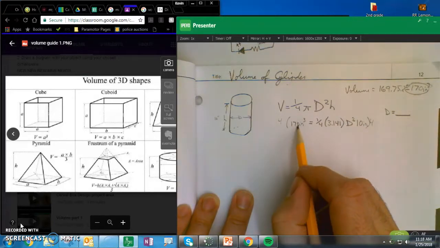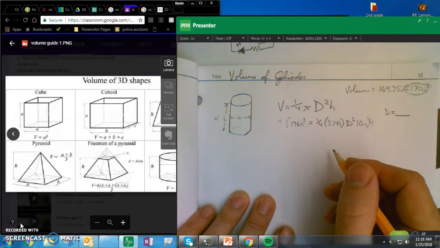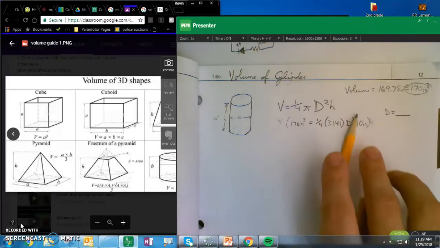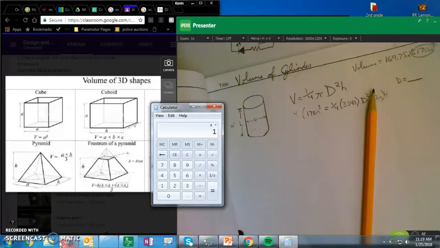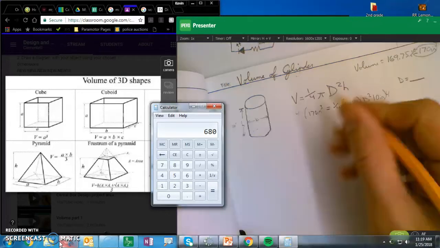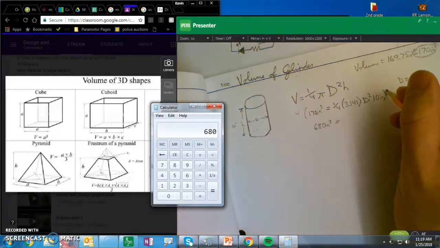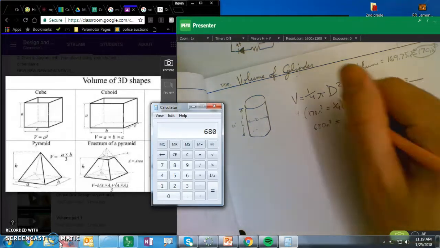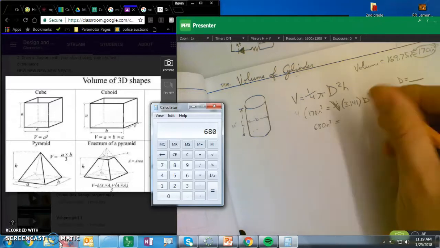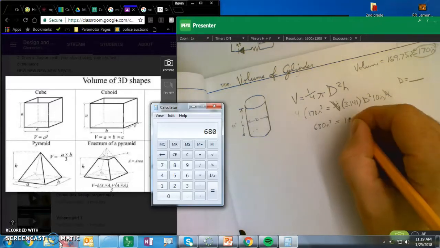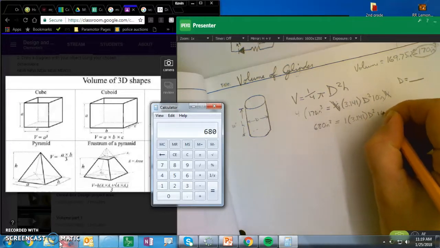Now, if this side is multiplied by 4 and this side is multiplied by 4, they're still going to be the same thing. So we're allowed to do this and simplify our problems. So, for starters, I am not a calculator. 4 times 170. Boom, 680. Using technology. 680 inches cubed equals, look at this, 4 times 1/4. I can just cancel out because 4/4 equals 1. So that would be almost like 1 times 3.141 d squared times 10.